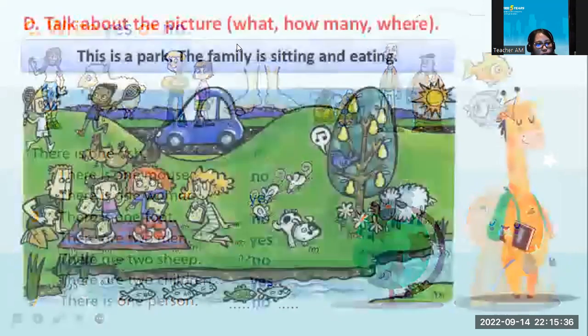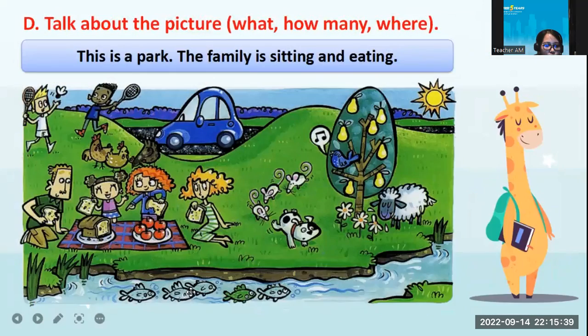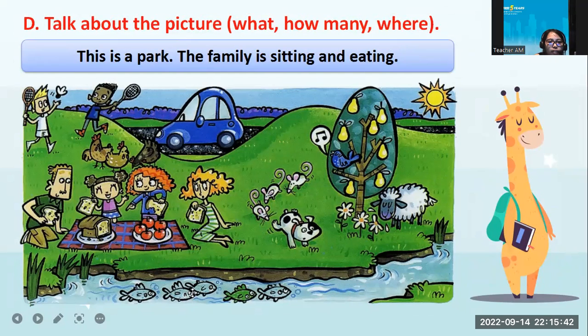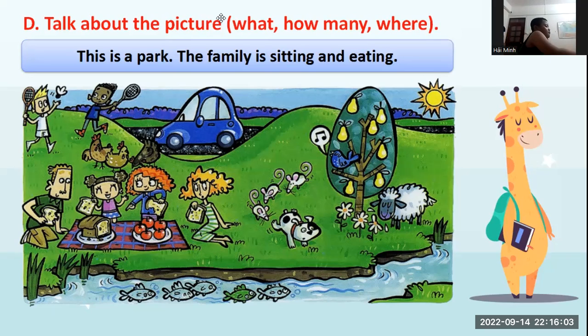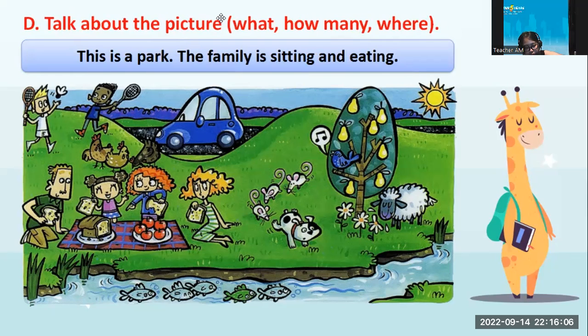So now, Min, let's proceed with this one. Let's talk about the picture. Okay, this is a park. The family is sitting and eating. So what are the two boys doing? What are the two boys playing? Doing? Badminton. They are? You say they are playing badminton. They are playing badminton. Okay, very good.